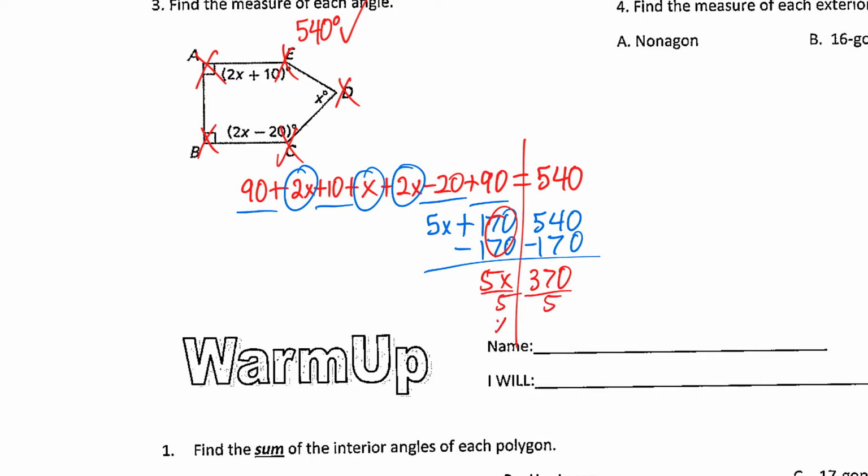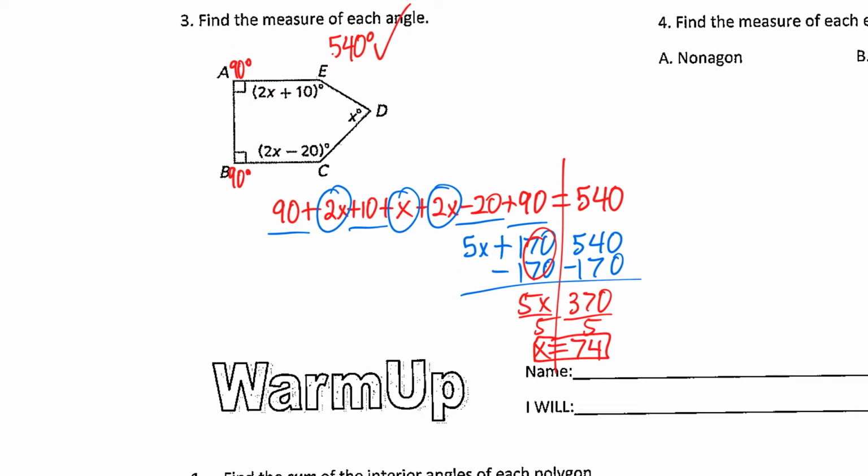Divide by 5, and x equals what? 74. X equals 74. Now what we need to do is take that and plug that 74 in to find out how big these angles are real quick. Well, angle A and angle B I already know are 90. So those are already done.